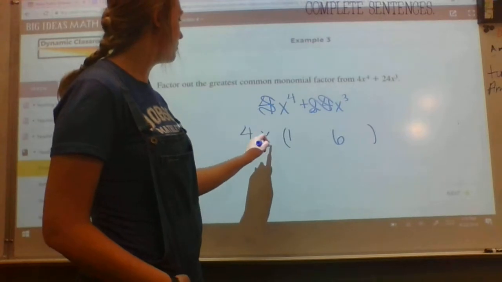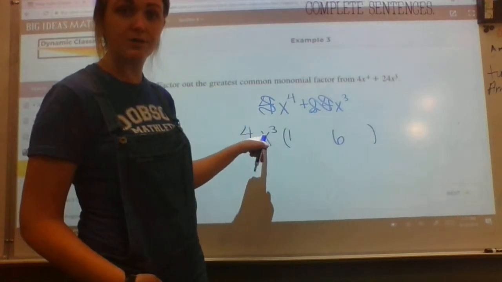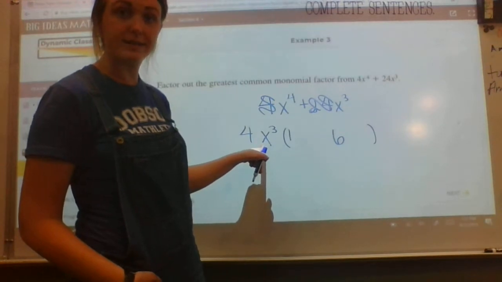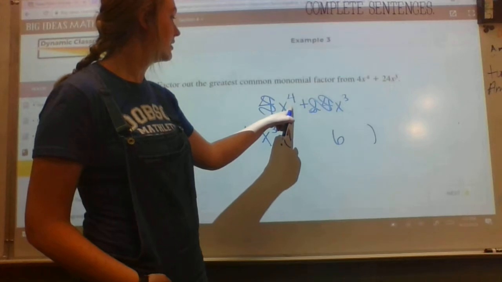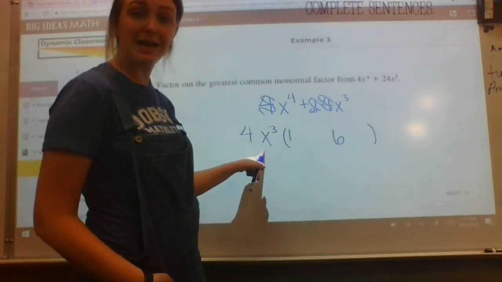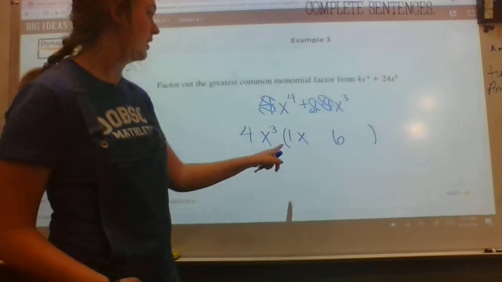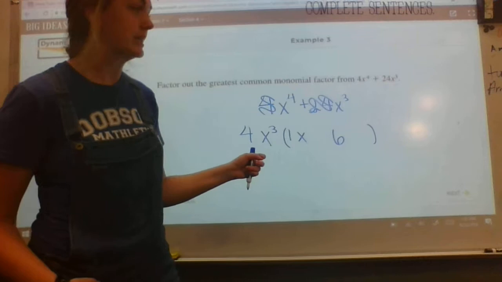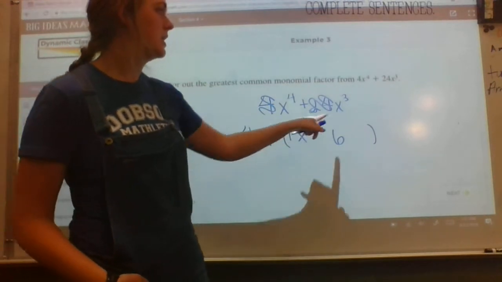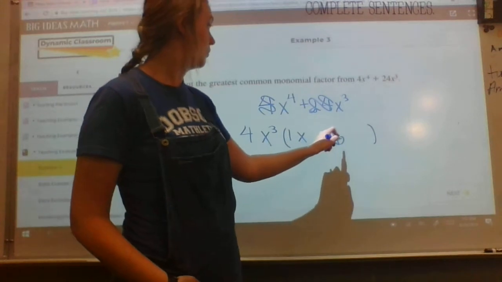If I take out 3 x's, that's saying x to the 4th divided by x to the 3rd. We learned in the last chapter that means subtract. X to the 4th divided by x to the 3rd is just x. This is all about division. We're not actually subtracting, we're just using our exponent rules we learned in the last chapter. X to the 3rd divided by x to the 3rd is 1.